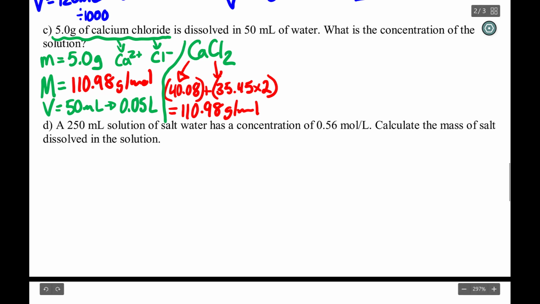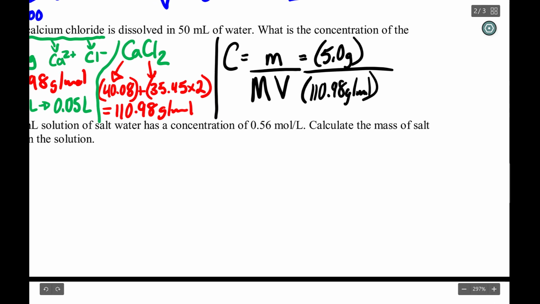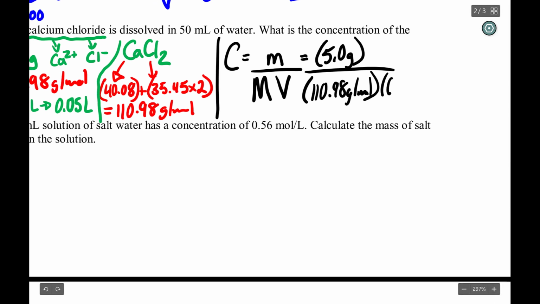So I've recognized that I have mass, not moles. So I'm going to have to use the equation that has mass in it. So C is equal to mass over molar mass times volume. So the mass is going to be 5.0 grams divided by 110.98 grams per mole, multiplied by our volume, 0.05 liters. We'll put that in our calculator, making sure that we bracket the denominator to make sure it follows the order of operations.